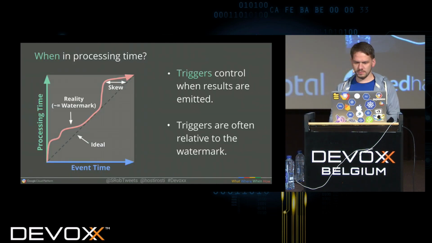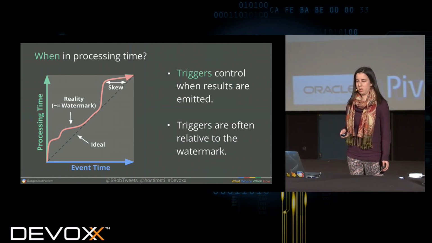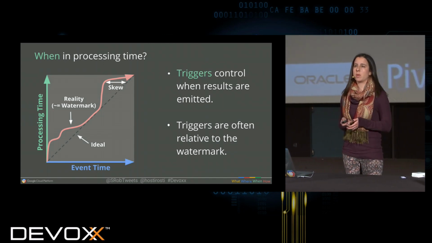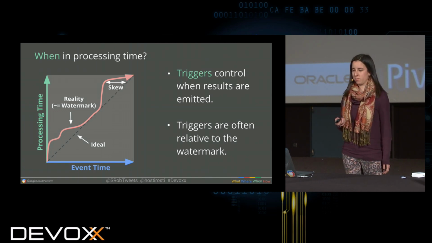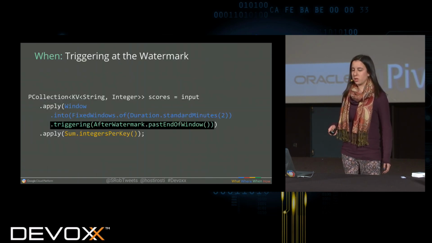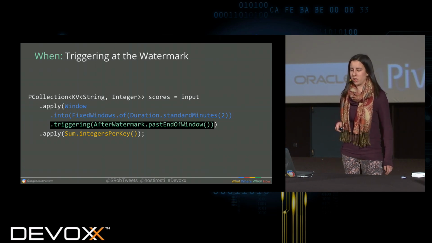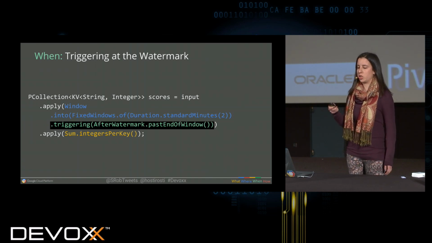All right, so our next step is we need to think about when in processing time we're going to calculate results. We do that with triggers, which control when our results are emitted. And triggers are relative to the watermark. Remember, the watermark is that heuristic about event time progress. It's our system's best guess that it's seen all the data for a given window. So here we're going to trigger at the watermark, which is actually the default, but we put it here for clarity. We trigger just when the watermark reaches the end of the window.